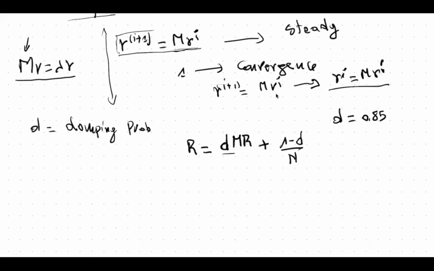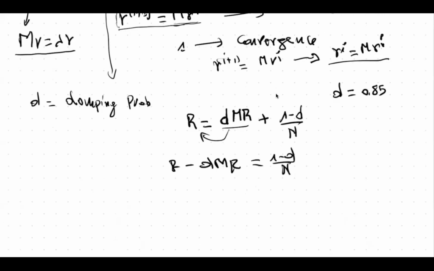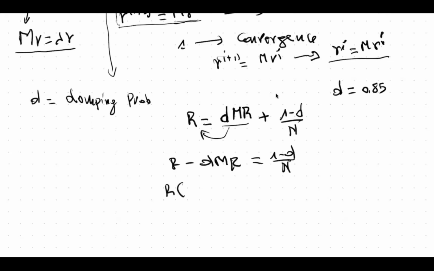So I can take this here, right? So I will have what? I will have R minus dM R equal to 1 minus d divided by N, right? So I can take R as factor, I remain here with the identity minus dM, right? So equal to 1 minus d divided by N, okay?